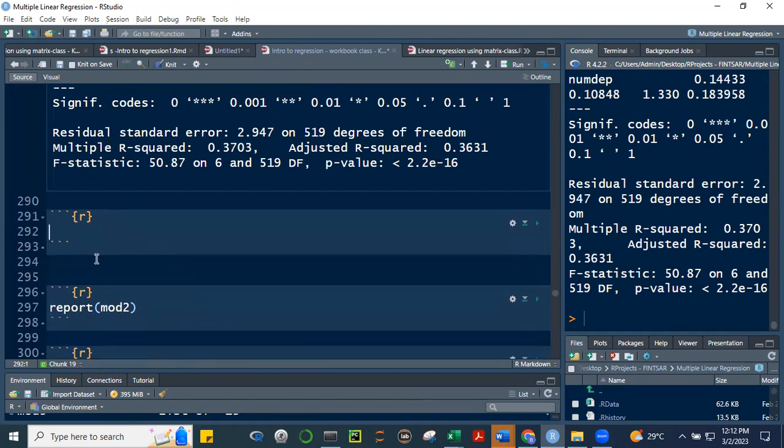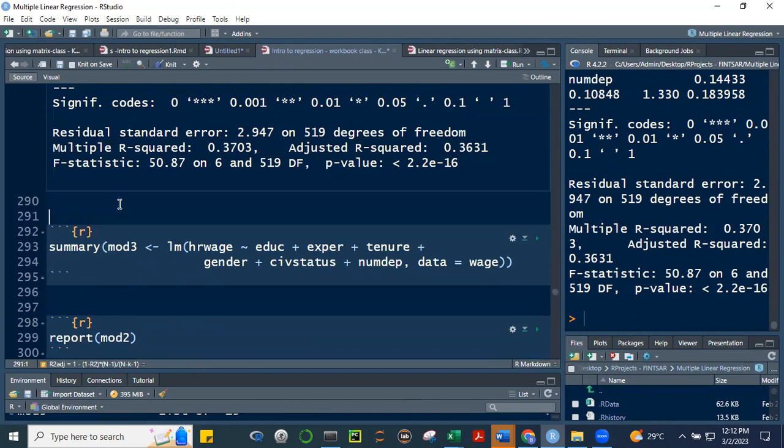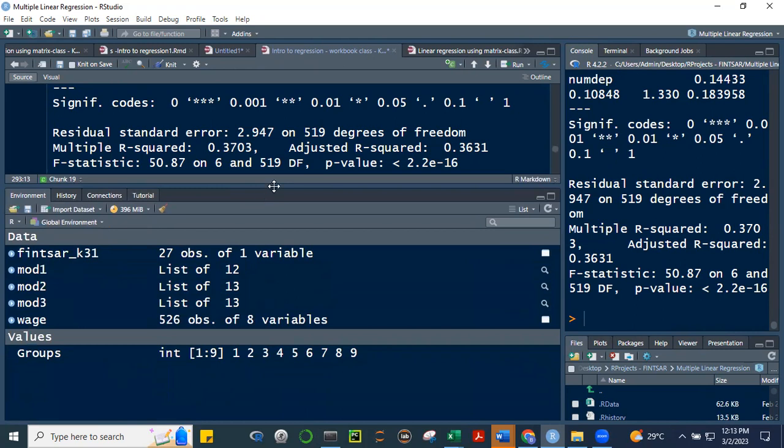Hindi ko na sinusulat. No? Control D. Dito lagyan natin. Generate. Model for by removing number dependents. Okay? So tatanggalin natin to number dependents by virtue of the fact that it has the lowest absolute value ng t-value. Okay, so let's call this model number 4. No? Tama ba? Model 3. Ay, wait. Nakalimutan ko kanina, no?